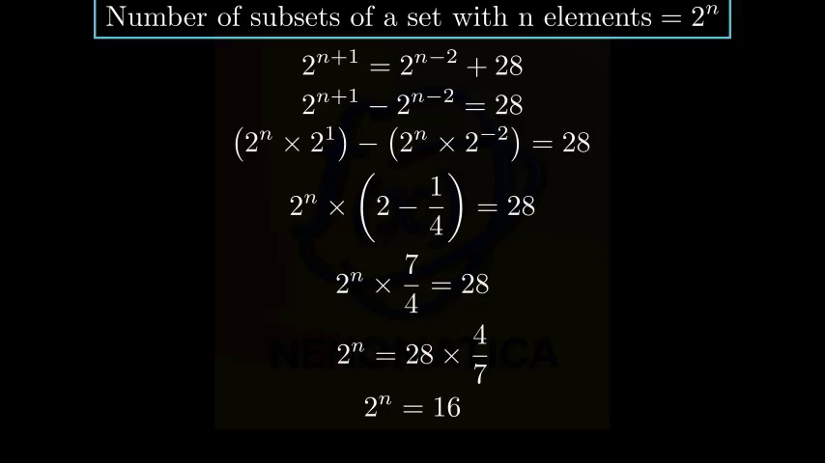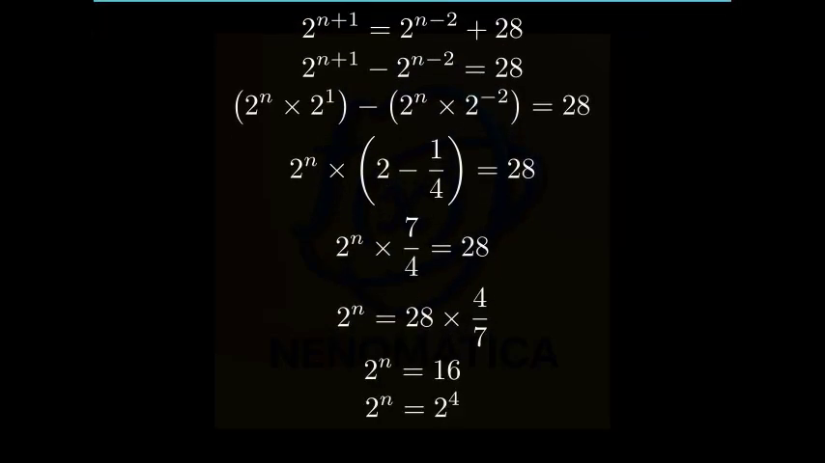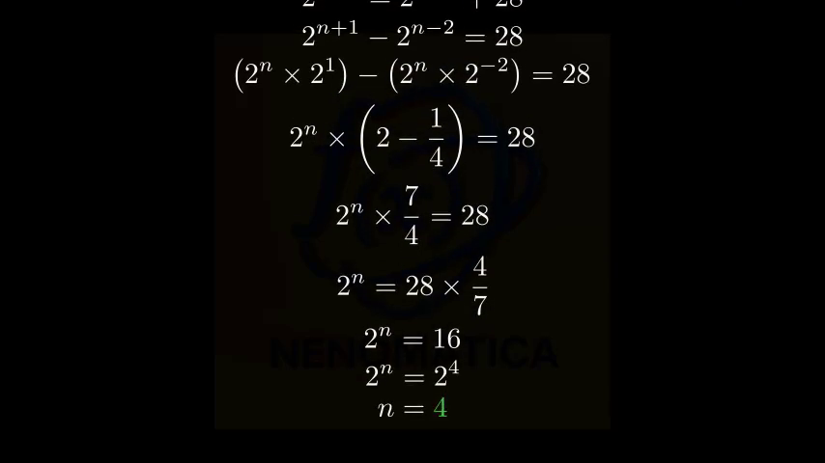Since we have 2 to the power of n equals 16, and 16 is 2 to the power of 4, we can write 2 to the power of n equals 2 to the power of 4. When we have the same base on both sides of an equation, the exponents must be equal. Therefore, n equals 4. Let's verify our answer.